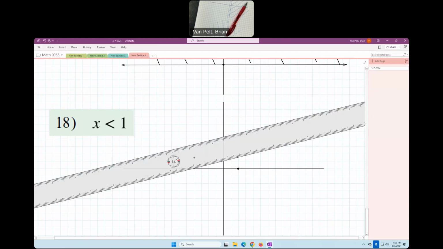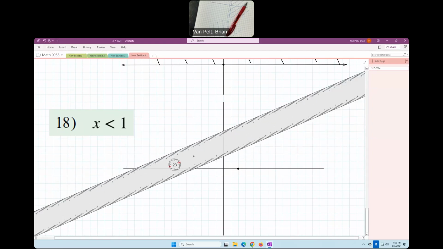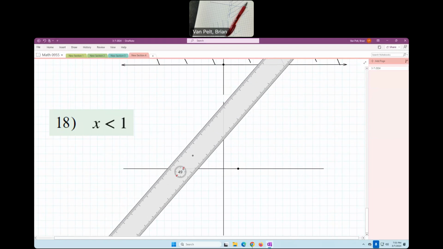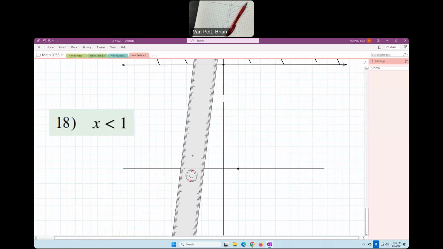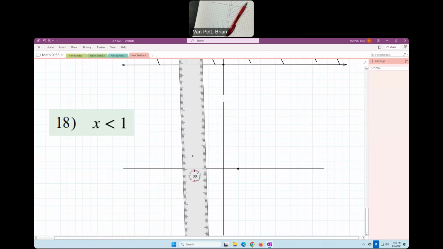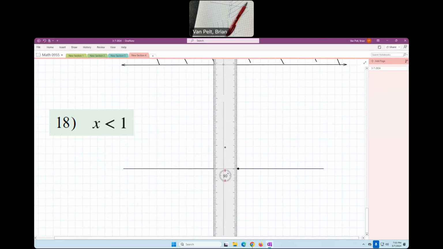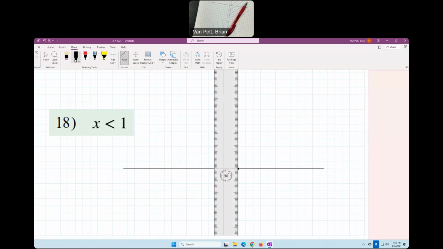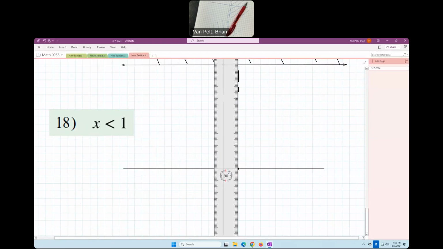So I'll use a ruler this time. What number do I want to get on that, do you think? Yep, that'll work. Up, up, up, up. Come back. Well, my line's fatter than I wanted it to be, but I guess it gets the job done.